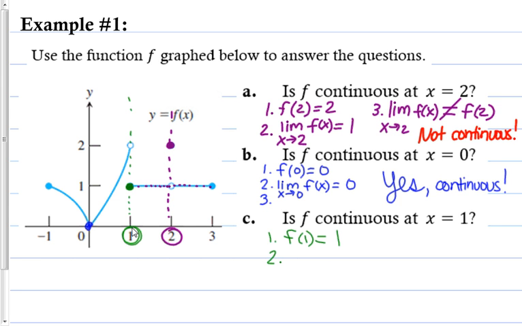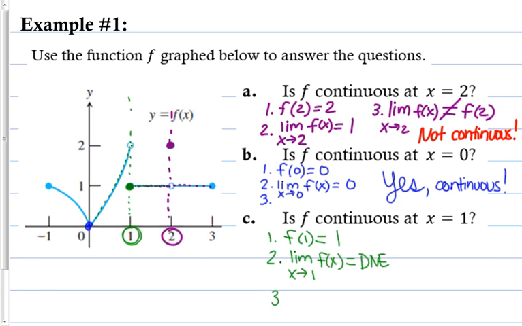Okay, part 2, the limit as x approaches 1. So let's see, the limit as x approaches 1 from both the right and the left. Okay, so from the left side, I'm traveling, I end up at 2. From the right side, I'm traveling, I end up at 1. So my limits aren't the same from the left and from the right. So does the limit exist? No.